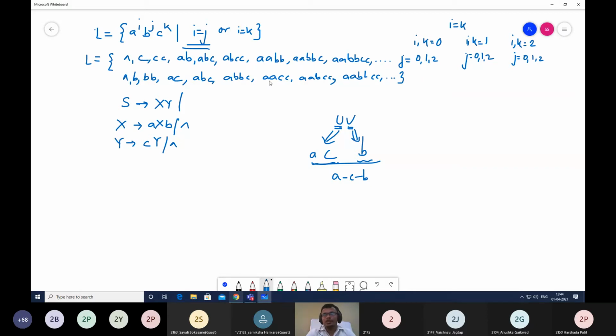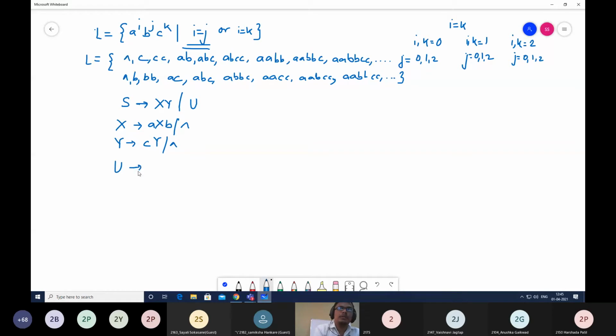Are you getting this? So this won't work. UV won't work here in this case. So what I do over here is pass this to another non-terminal, which I call U. Now this U is going to help me with the pattern of I and K.